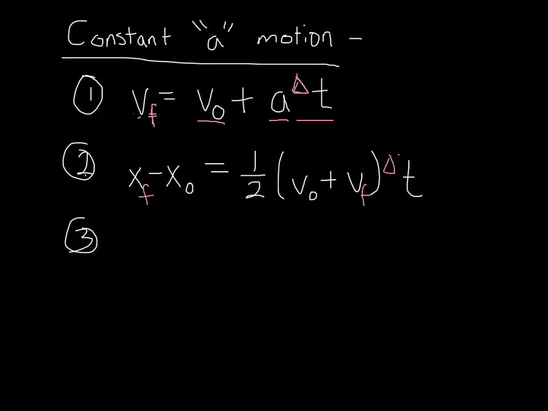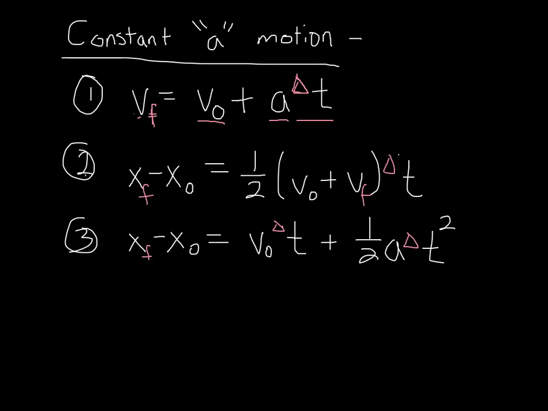Number 3, we have x minus x initial, or x naught, is equal to v naught times change in time plus 1/2 a times a change in time squared. Again, I usually put in an f for the final position, and I like to put in delta t's so that I don't confuse it with the plus sign.